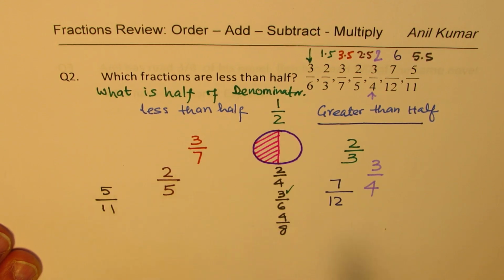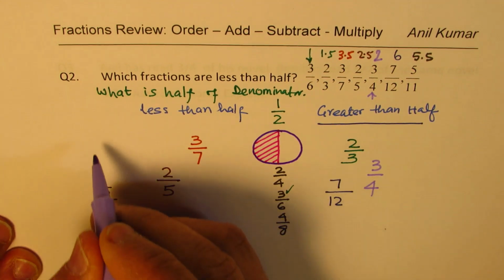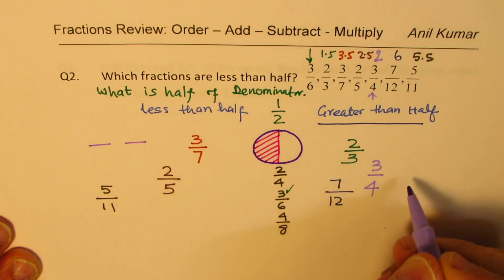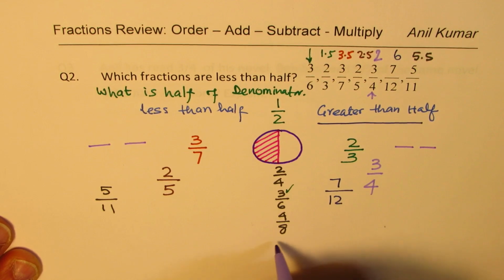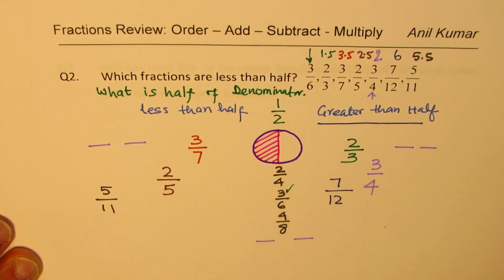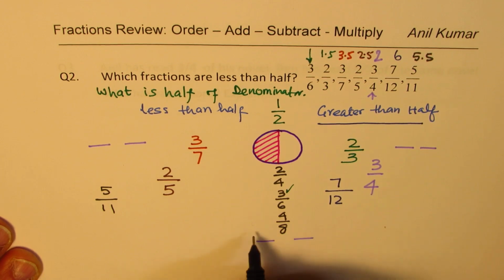Does that make sense? Now as an exercise, I'd like you to write 2 more numbers here, 2 more numbers here, and place 2 numbers here also. For example, one of them could be, I could write here 10 over 20.